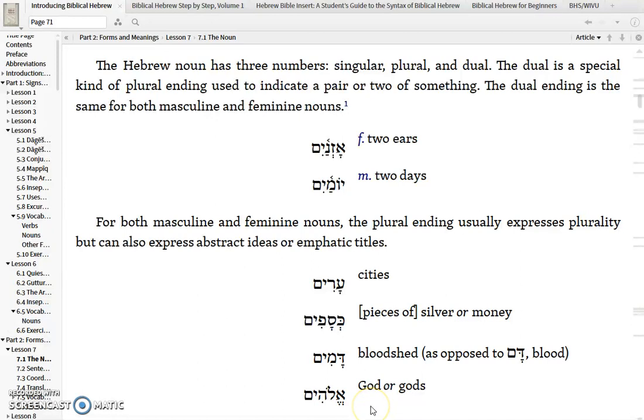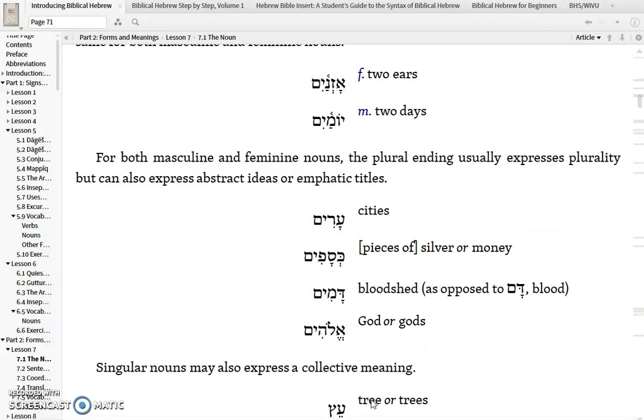And then you have the plural of God, which is Eloah, the plural of which is Elohim. But then it's often used of the one true God, a plural of abstraction. Plural of majesty or respect is another way of describing it when it's talking about the one true God, but it could also refer to gods in the plural. So a plural form doesn't always mean a plural meaning.